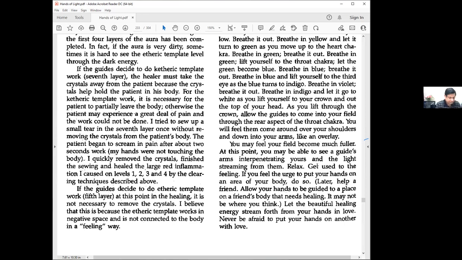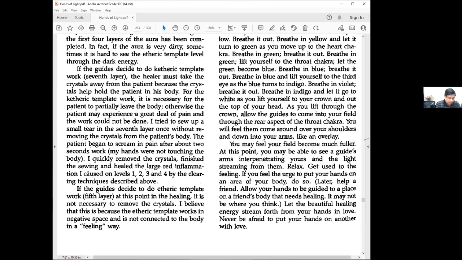If the guides decide to do ketheric template work, seventh layer, the healer must take the crystals away from the patient because the crystals help hold the patient in his body. For the ketheric template work, it is necessary for the patient to partially leave the body. Otherwise, the patient may experience a great deal of pain and the work could not be done. So this is being done in the seventh layer of the aura where the basic blueprint is, right? Naturally, if the patient is in the body, the work may not get done properly. So you're asking the patient to click out a little bit and then doing the work.